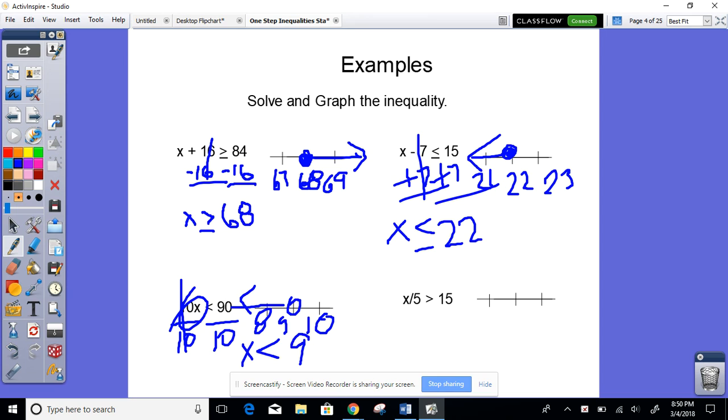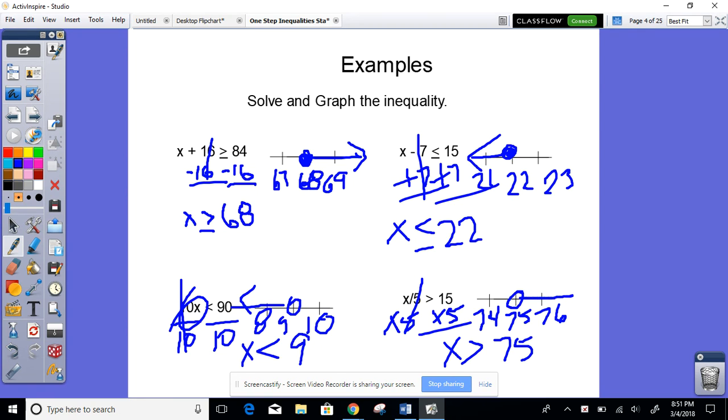Okay, what is the opposite of division? That would be multiplication. So now if I multiply by 5, those cancel. And then I'm going to take 15 and multiply it by 5. Anybody know what 15 times 5 is? It's 75. So x is greater than 75. Okay, so I'm going to copy down 75, 76, 74. Okay, x is greater than is open circle to the right.